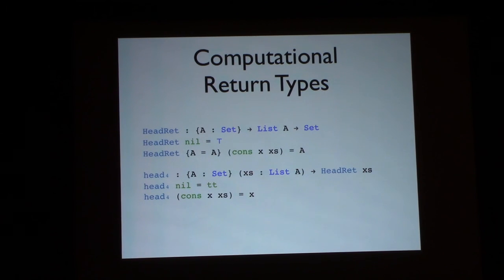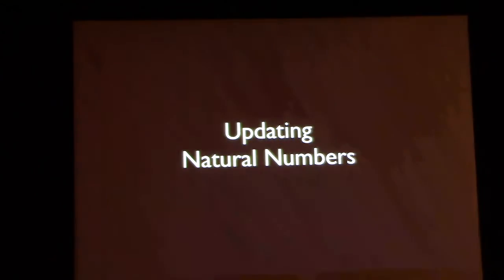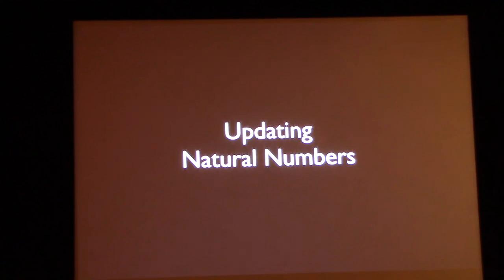And here head ret will return unit in the empty list case because looking up the head in the empty list shouldn't give you any information, and unit just does not give any information. And in the non-empty list case, an A. So this is kind of how we can use dependent types, specifically computational argument and return types, to turn what would be a partial function into sort of a nice dependently typed total function. And we'll use these techniques later.